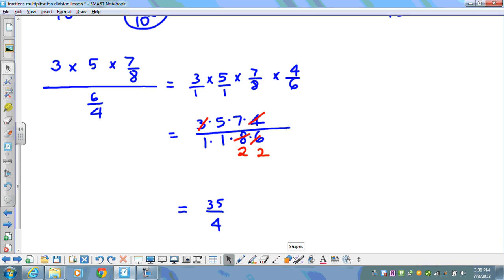And that wraps our lesson on the review of multiplication and division of fractions.